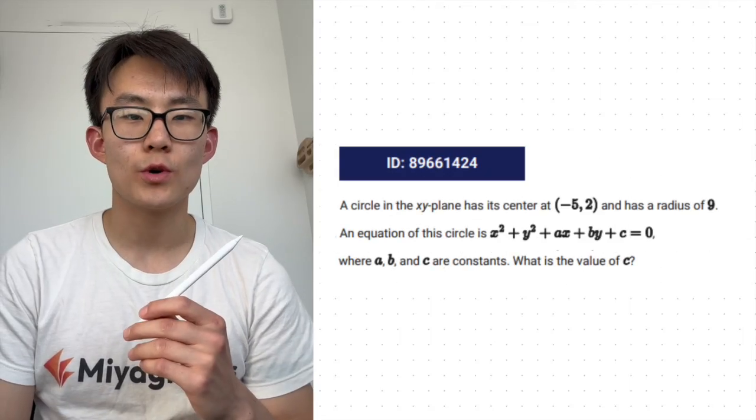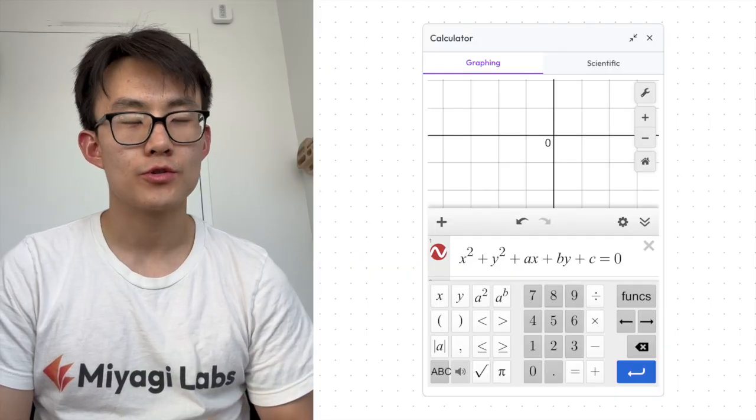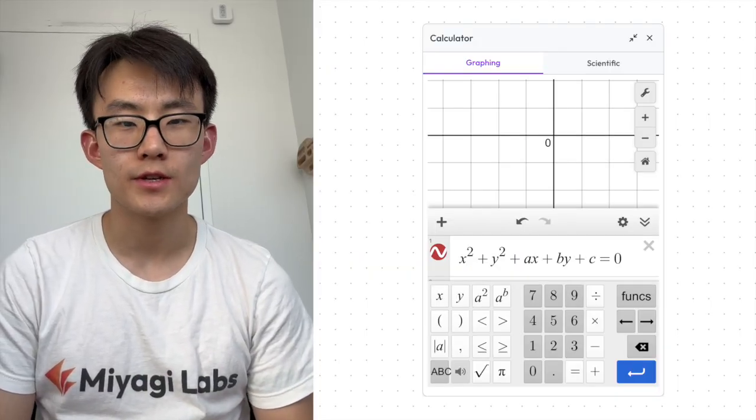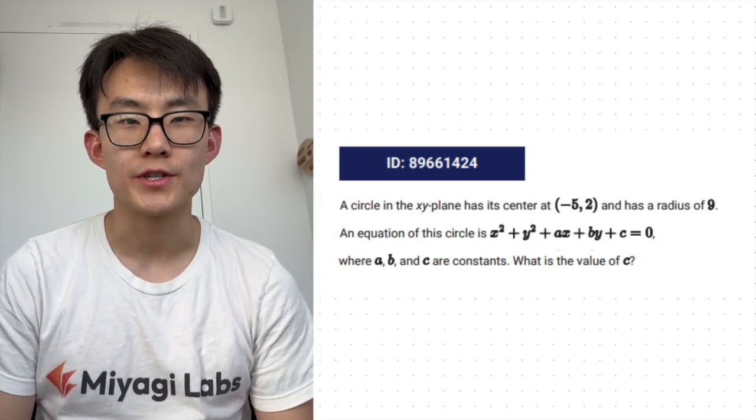If you see this circle question on the SAT, what do you do? Do you panic, try to plug it into Desmos, get nothing, and then give up? If so, watch this video and we'll fix that.